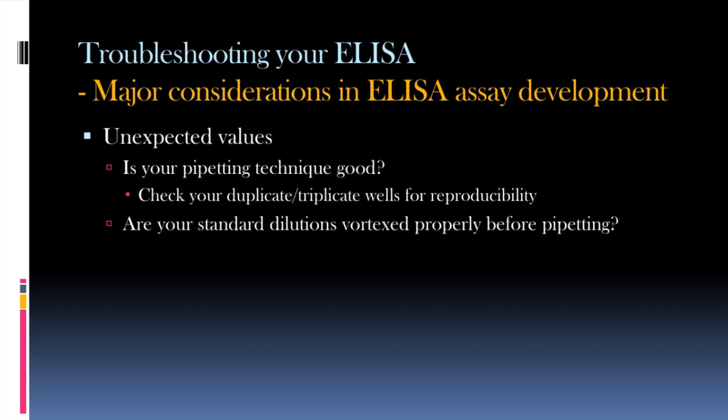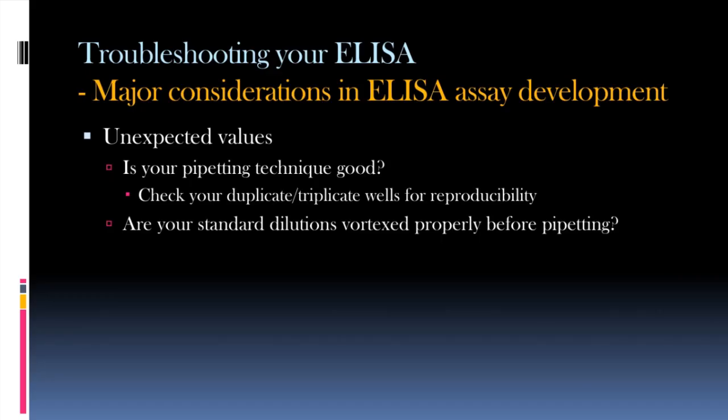So the last issue that you could have is just unexpected values, just bizarre values, not what you expected to see at all. Typically you can figure out whether you're having unexpected values by looking at your standard. Your standard should increase by a certain increment each time. And if you have crazy duplicates or crazy numbers in your standards, or you expect a very low concentration of your antigen and see a very high concentration, that often goes back to your pipetting technique.